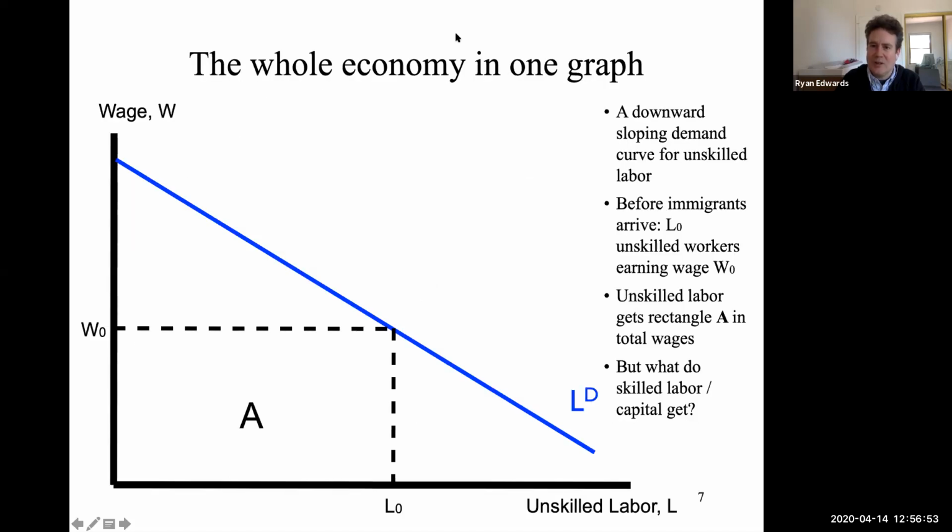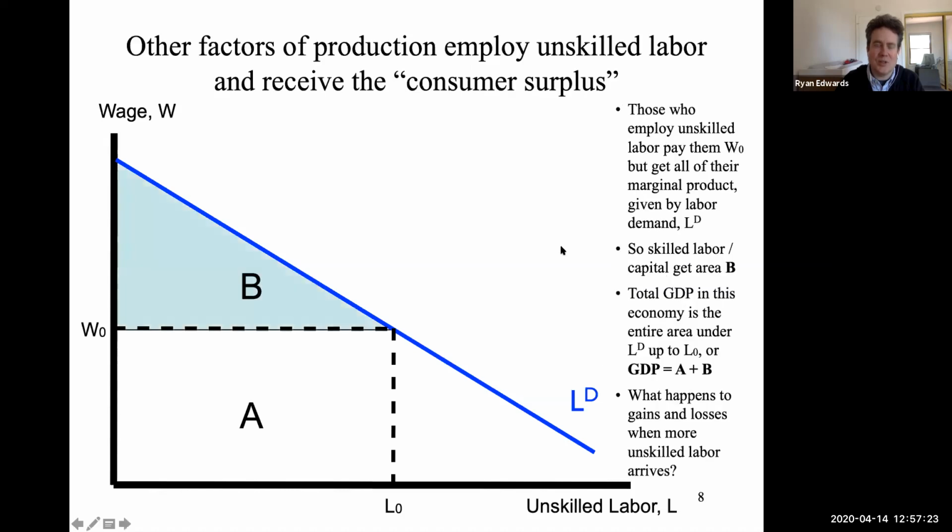So here we are, and this probably looks familiar to you, a downward sloping labor demand curve. Before immigrants arrive, we've got L0 unskilled workers earning wage W0, and so their total earnings is this rectangle A, the area of which is given again by the product of the wage, which is the height, times the base, or the width, which is L0. Skilled labor and capital get the other part of the area under the labor demand curve that is not this rectangle.